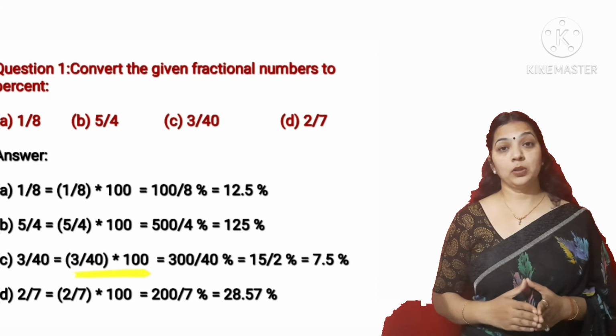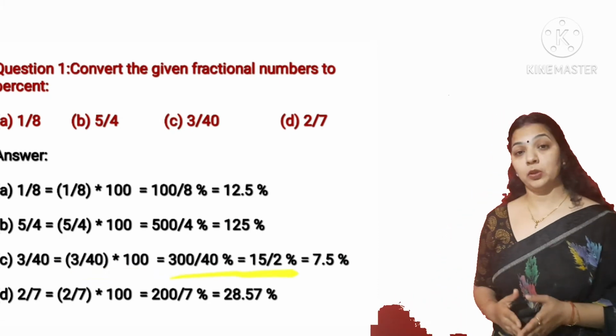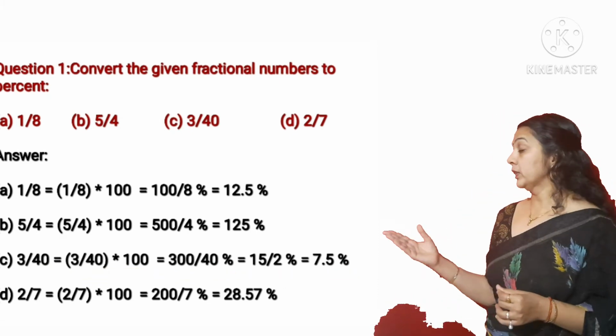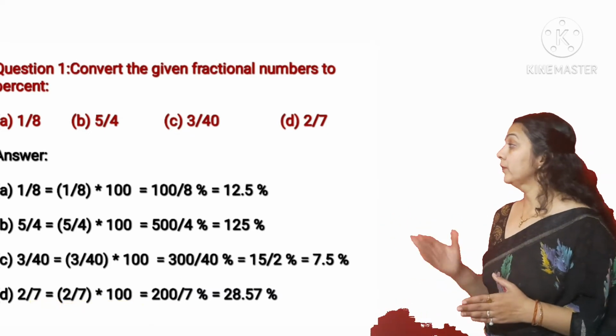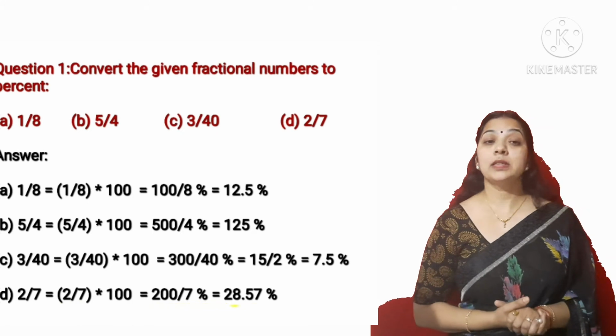Next is 2 upon 7. When we multiply 2 upon 7 by 100, it would result in 200 upon 7. It means 28.57%.